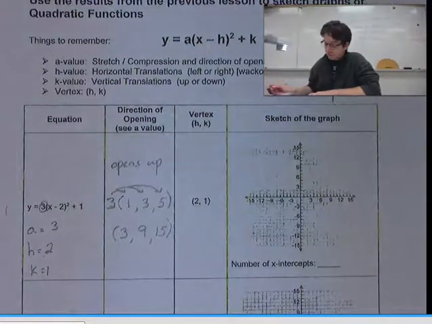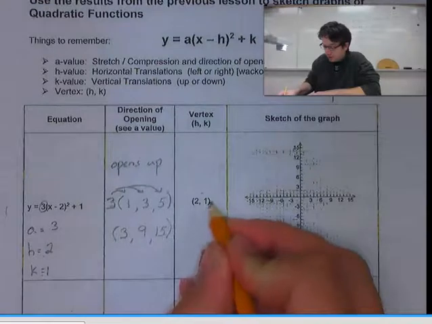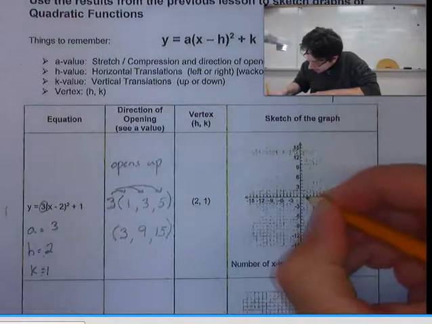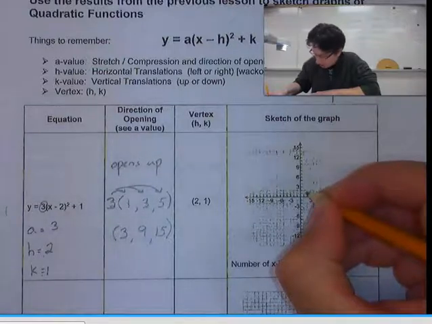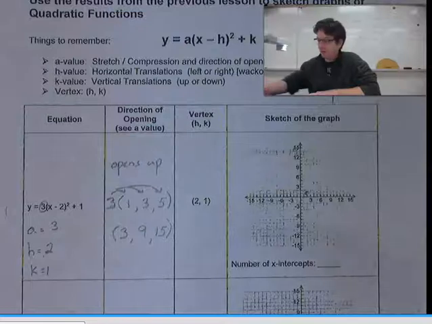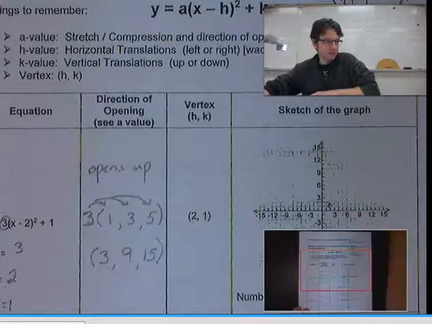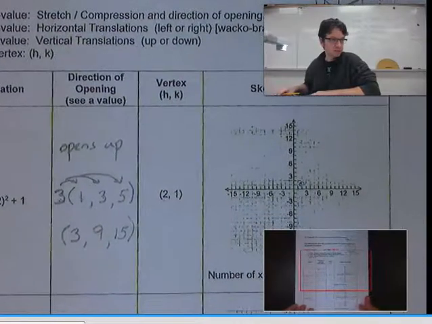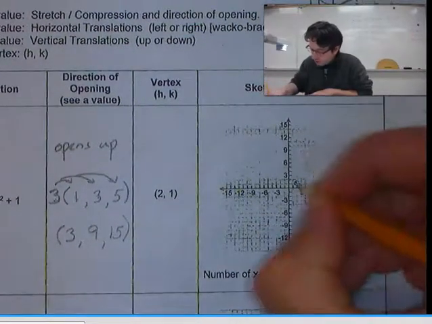So what we do first is we find that vertex 2, 1. So we go over here, we go on the x-axis to 2, and the y-axis on 1. There's the point 2, 1. Okay, let me zoom in a bit more. Okay, so here's the point 2, 1.